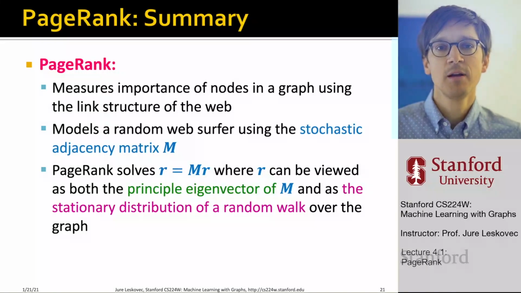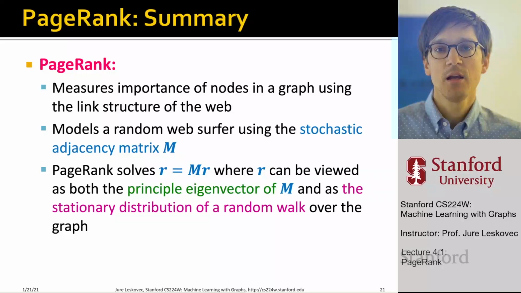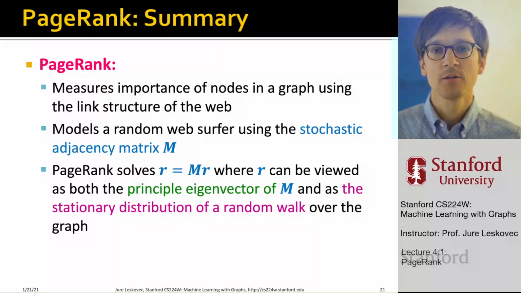And then we said how could we compute the stationary distribution of this random walk process, of this random surfer process on the graph. We saw that PageRank solves this equation R equals M times R, where R can be viewed both as the principal eigenvector of M, as well as the stationary distribution of this random walk process on the graph. And this is the fascinating thing, right? It's just an eigenvector, but it has this very rich interpretation of the random walker, random surfer surfing around. So this is the summary so far.